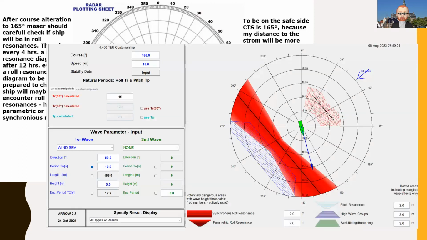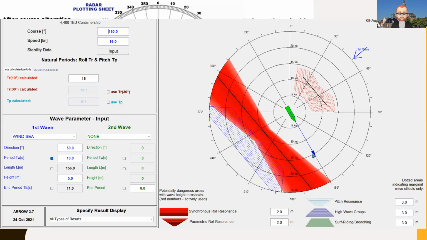So let's check this by means of a program. If this is available, you can use a program, and we can see with 165 after about a couple of hours, the ship will be here in synchronic rolling. So I altered my course according to the tropical storm plot, but I will be in synchronic rolling. Therefore, I can alter the course to 150 degrees to be out of it and maintain the speed. So here we can see if I maintain the speed and alter to 150 degrees, the wind is coming from 50 degrees, then I will be out of this.